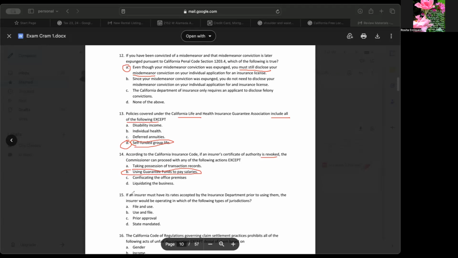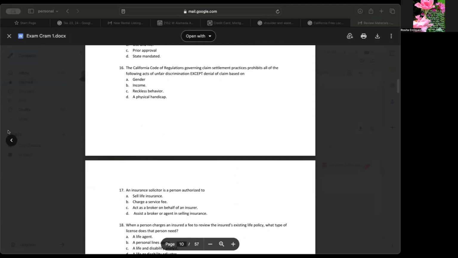Number 15, if an insurer must have its rates accepted by the insurance department prior to using them, the insurer would be operating in which of the following types of jurisdictions? Because it's prior to using them, the jurisdiction will be called prior approval. Prior approval, so we have the keyword here: prior approval. All right, let's go to number 16.